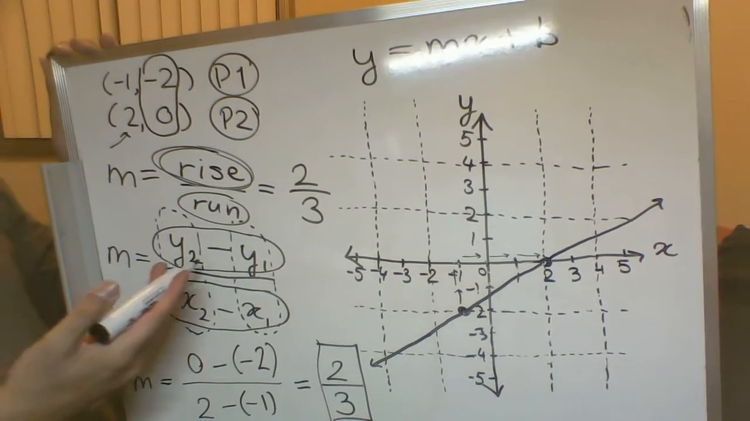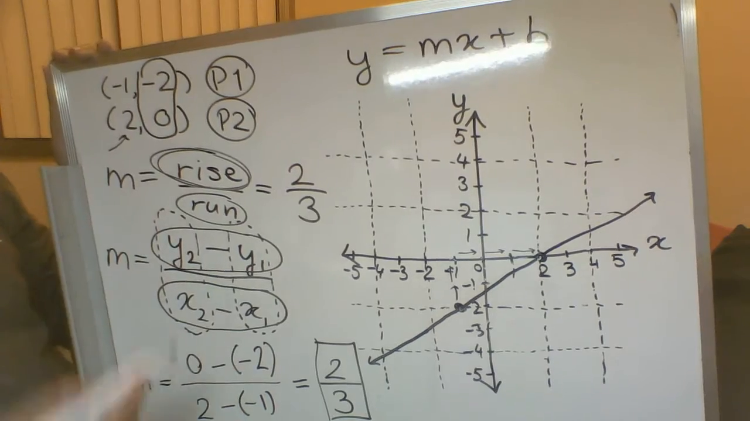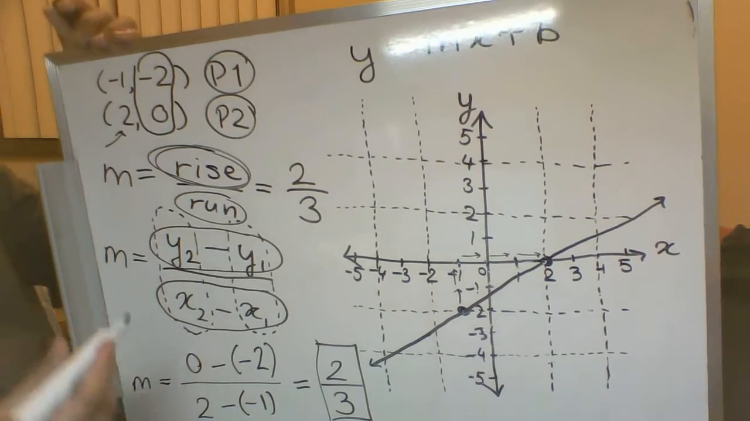And so basically, this is a mathematical way to write out rise over run, because we're not going to write out our equations with words all the time.